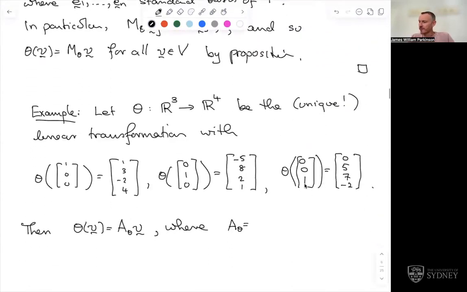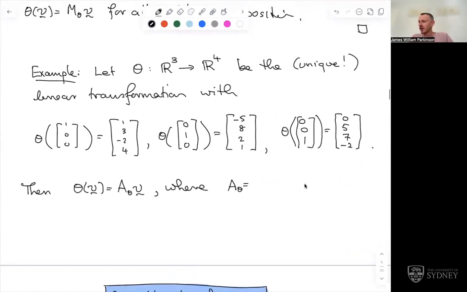Okay, continuing on with that theme. Let's say we have theta being a map from R^3 to R^4. Given the proposition that we proved, I can define this linear transformation by just telling you what it does on the basis vectors. So it's the unique linear transformation that maps these three standard basis vectors to these three other vectors that I've written. Then by what we just discussed, where I've changed the notation to M theta, M theta is just this matrix consisting of these three columns, that's all.